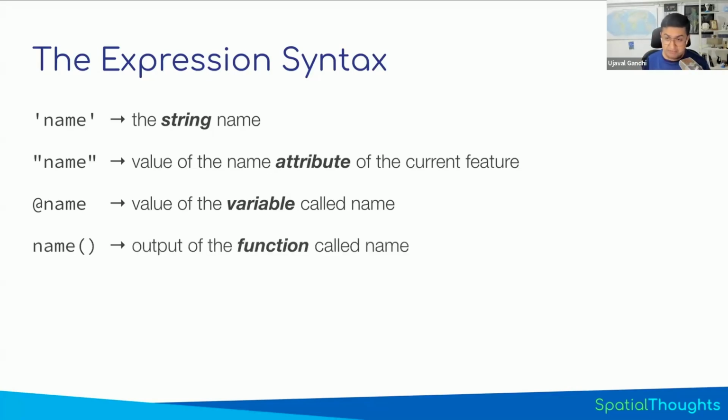And finally, the function. If you have a text with parentheses, that is referring to a function. QGIS comes with a whole bunch of functions. So when you say name() with parentheses, that's going to call a function called name and return the result of that. Right? The main thing people get confused about is the quotations. Remember, double quotes refer to a field and single quotes refer to the text.